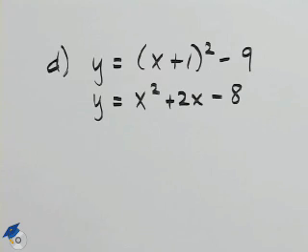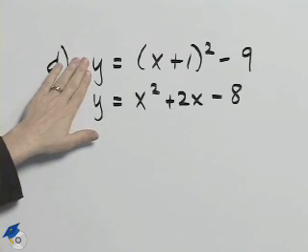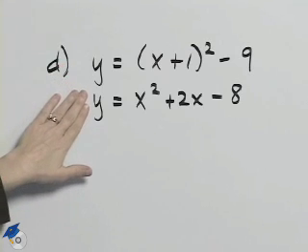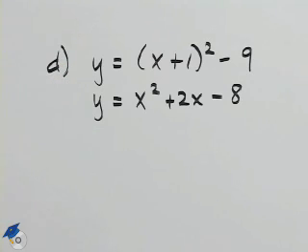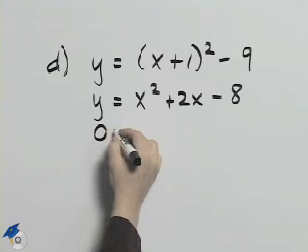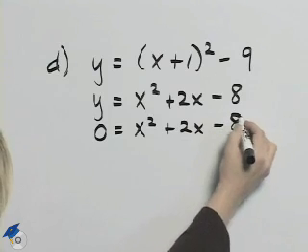In Part D, we're asked to find the x-intercepts. Now, we have rewritten the equation in standard form, but to find x-intercepts, sometimes it's easier to use the original form if that's what you're given, y equals x squared plus 2x minus 8. Remember, x-intercepts are where the y value is equal to 0. So we are solving this equation.